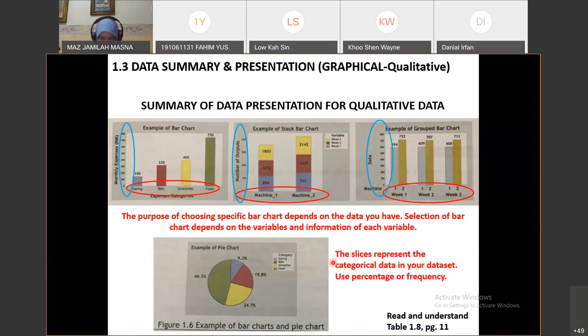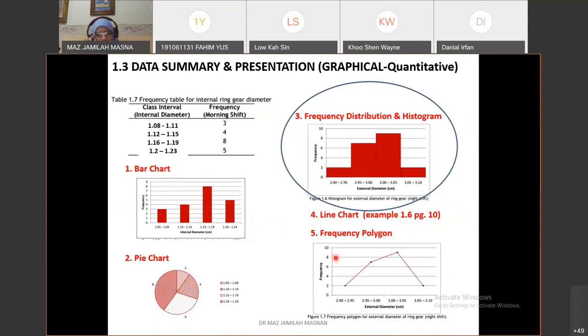I was planning to finish up until the quantitative. And I will just come up with the video next week so that you can see specifically how each of the charts, qualitative and quantitative, can be made. Okay. Now, for the quantitative data, it means that we are dealing with numbers.